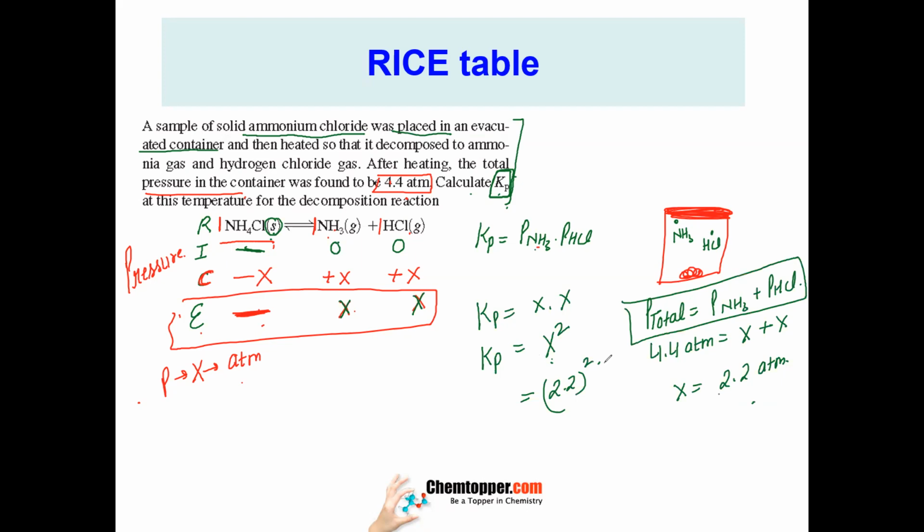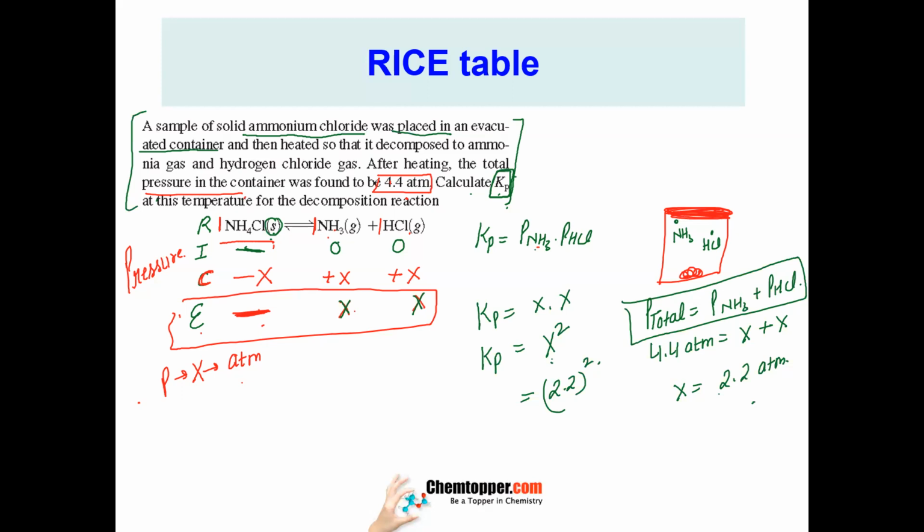Is it okay? Children, is this RICE table clear? Anyone struggling here? If you are struggling, please ask your question. This is a very important question. I want you to understand thoroughly how we are using Dalton's law of partial pressure and calculating the X values.